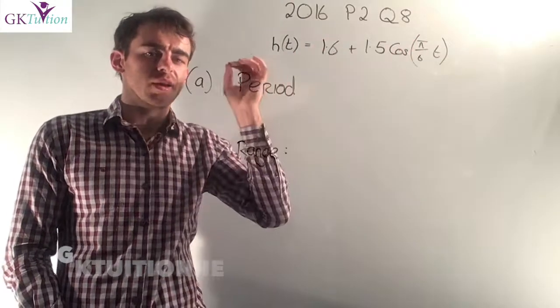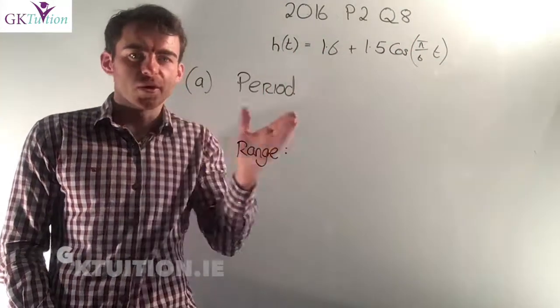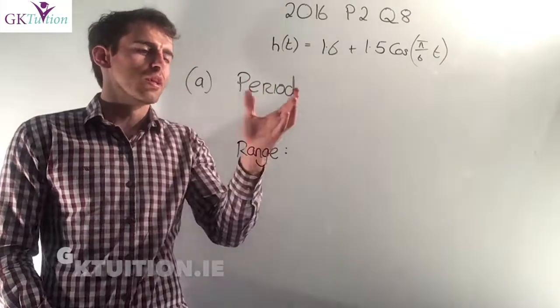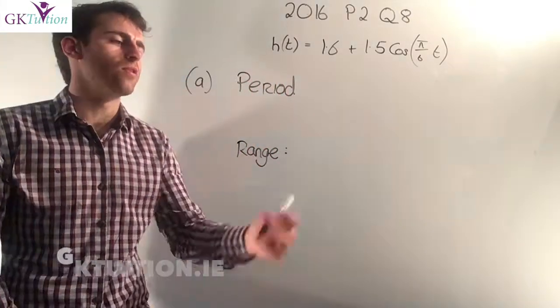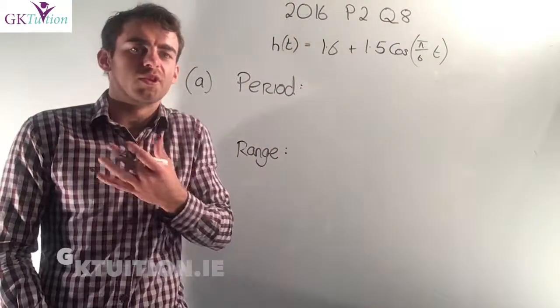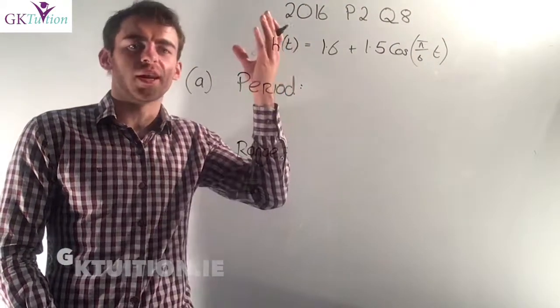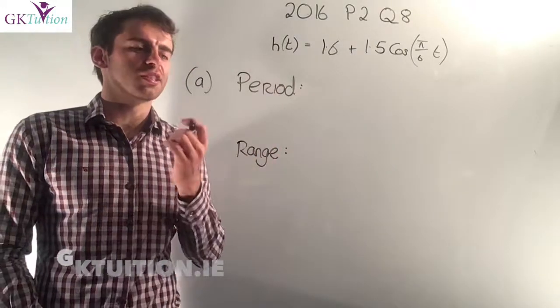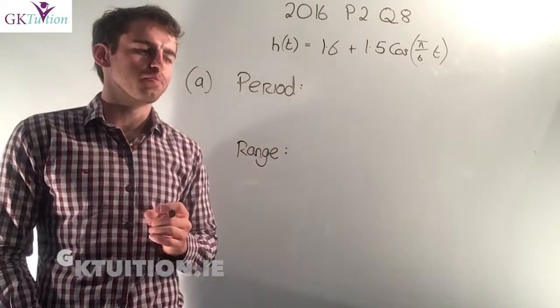So it mentions radians, which means the first thing you do is you have your calculator in radians for the whole question. Now we don't actually need it in radians for the first part here, but there's no harm. If it mentions radians, I'd have it in radians for the entire question. So part A here asks me to find the period and the range.